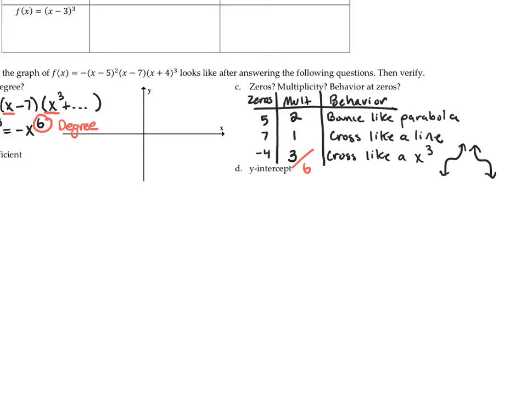The last question is the y-intercept, and to find a y-intercept, we let x equal 0. So I do f of 0, which is the opposite of, then I have negative 5 squared times negative 7 times 4 cubed. And if you multiply all of that together in your calculator, you get 11,200, which is a huge y-intercept. So let's go ahead and take a look at what this graph might look like.